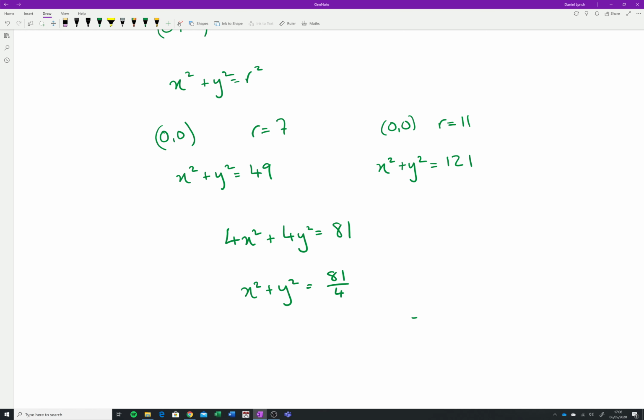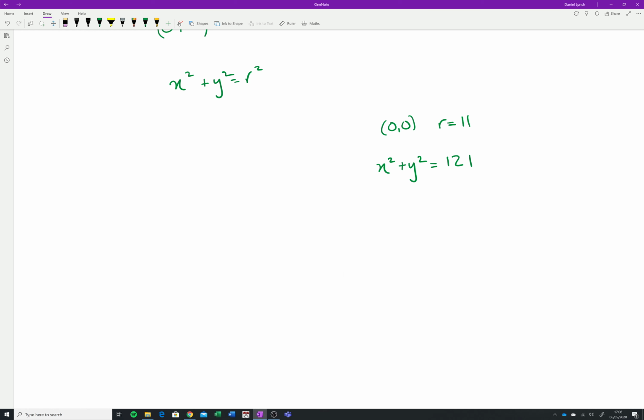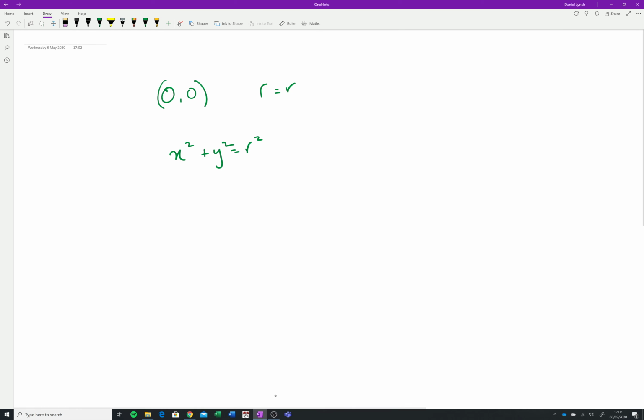Okay, every single circle that we've seen so far, however, has been centered at 0, 0, which is not the case with every single circle that exists. Okay, it doesn't have to be that the origin is the center of the circle. So what we're going to do now is look at a more general formula where it's not 0, 0 that we are dealing with.